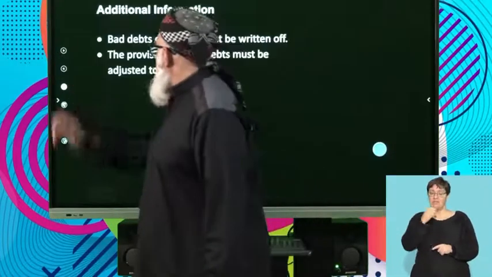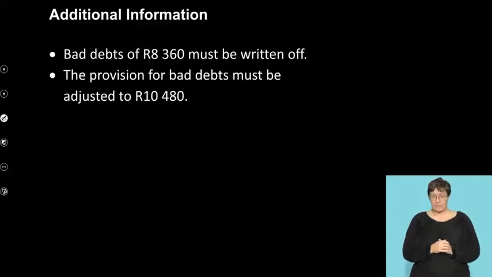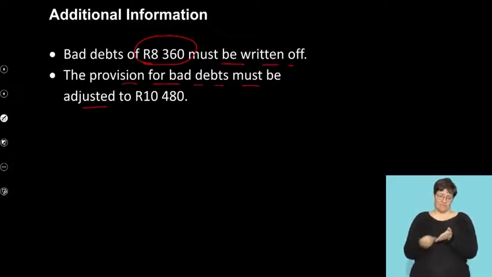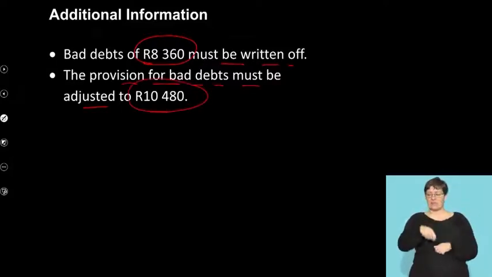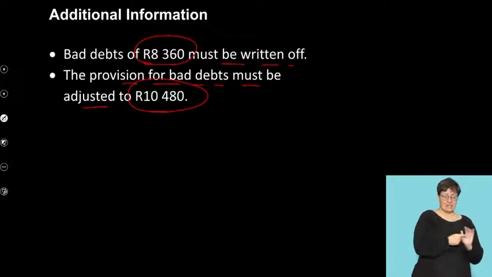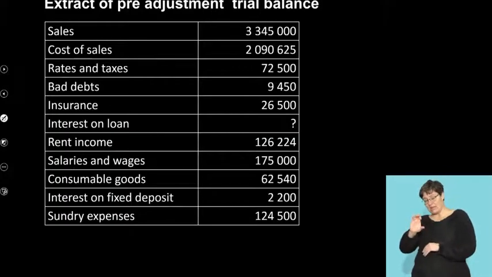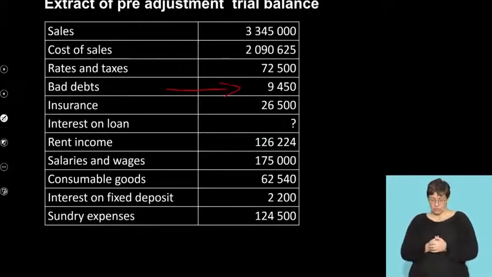Okay, next one. Bad debts, a further amount of 8,360 must be written off. The provision for bad debts must be adjusted to 10,480. Okay, what does this mean? Firstly, do the bad debts. Double entry, debit bad debts, credit debtors control. Let's do that. So there's my bad debts figure, 9450.